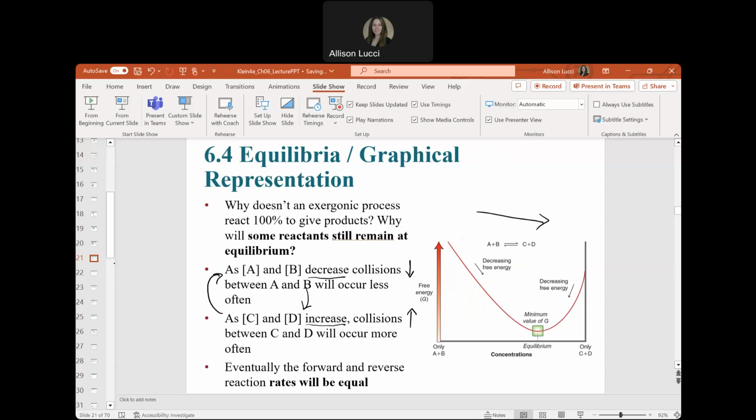A and B increases the concentration of C and D. As C and D increases, then the concentration of A and B will rise at that point. So eventually, right, the forward and the reverse reaction rates will be equal. So this is the first time we mention the term of rate.